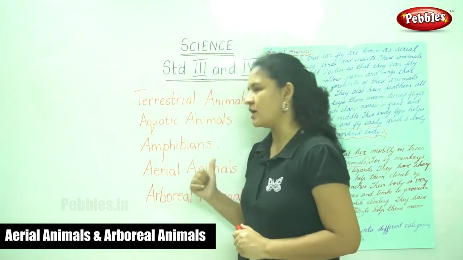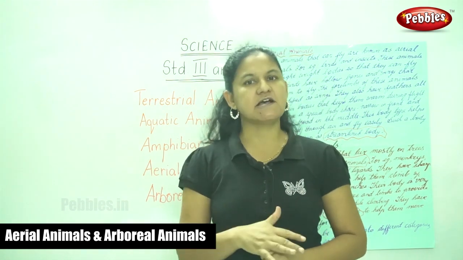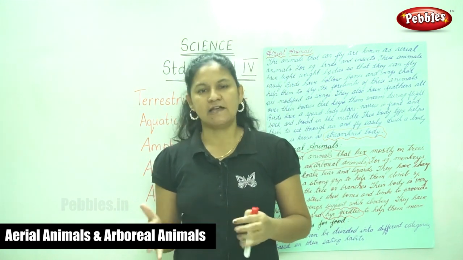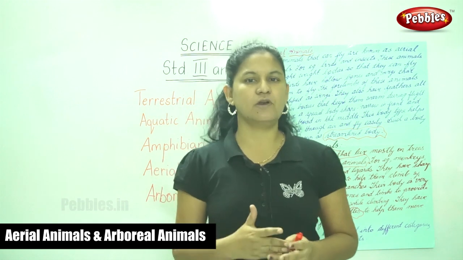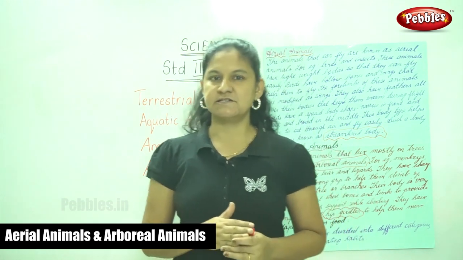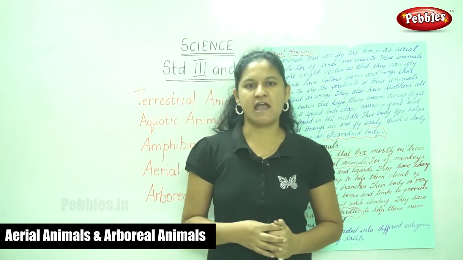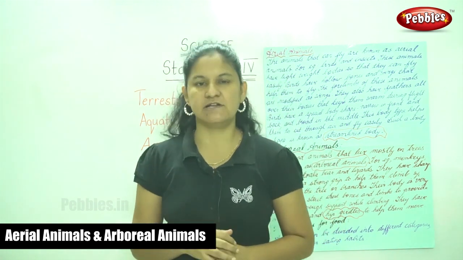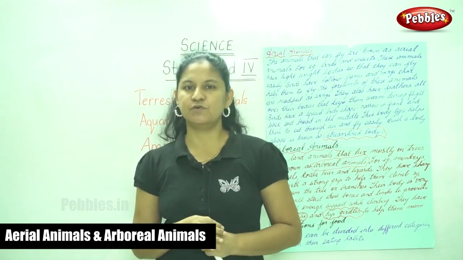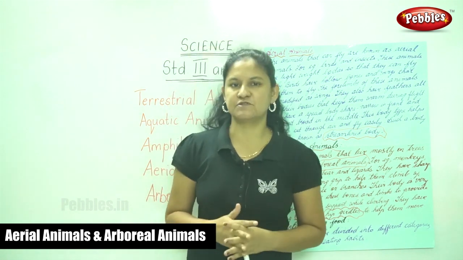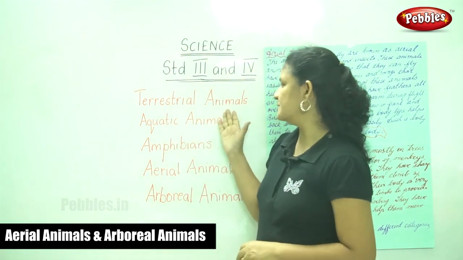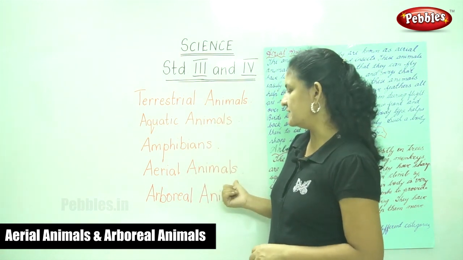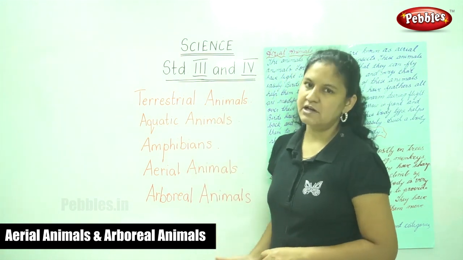The next is your arboreal animals. These are land animals that live mostly on trees. Examples are your monkeys, your koala bear, your lizards and squirrels. So, they have very strong rib and hip girdles in order to help them to move. So, these are the different types of animals: terrestrial animals, aquatic animals, amphibians, aerial animals and arboreal animals.